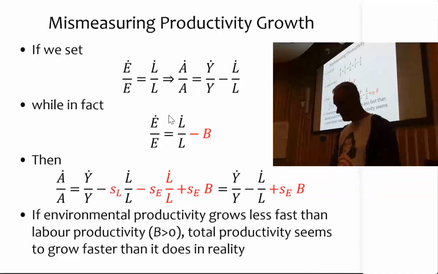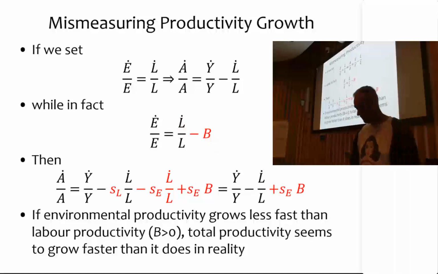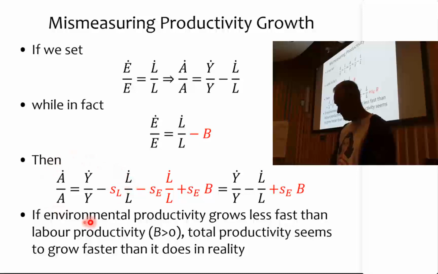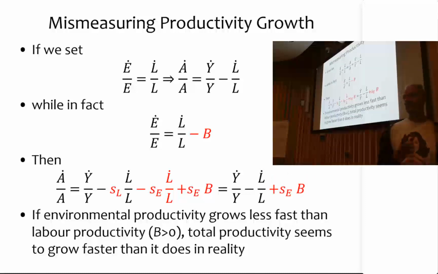But if in reality the environment grows at a different rate than labor, in reality it's L dot over L minus B rather than L dot over L, then the actual growth rate of total factor productivity is this thing here. It's still the change in total output. Still we have labor here, but of course with its value share. We have the value share of the environment here, but the growth rate of the environment is now L dot over L plus B, or minus B, sorry. And what we have is that total factor productivity in reality is this.